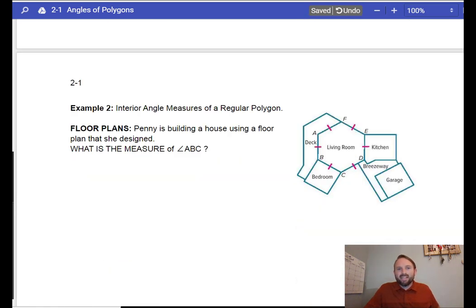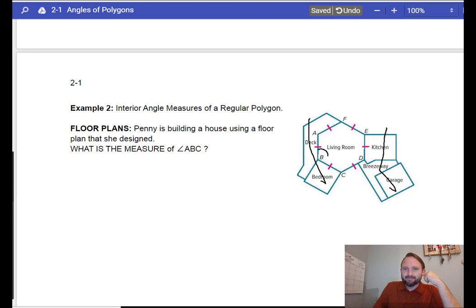Example 2. Interior angle measures of a regular polygon. Penny is building a house using a floor plan that she's designed. What is the measure of angle ABC? Hold up here. All this information right here, we don't need. We don't need to know she's building a kitchen, a breezeway, a garage. Don't care about this deck. Sorry, Penny, don't really care about it. Bedroom? No. The only thing we care about as mathematicians is what is the angle of ABC?